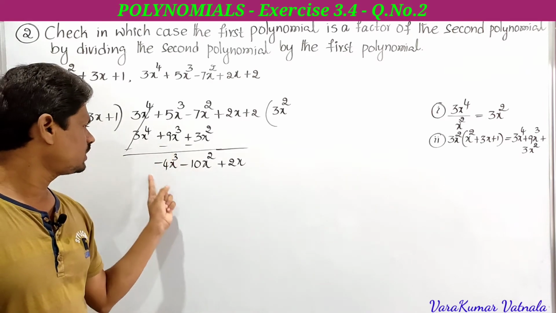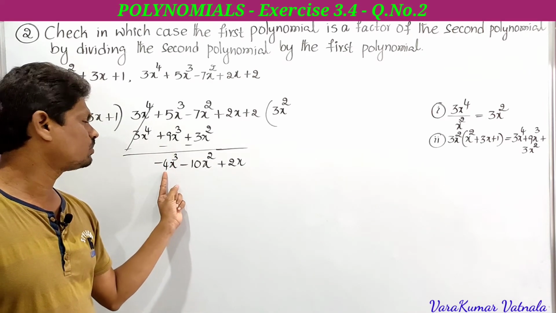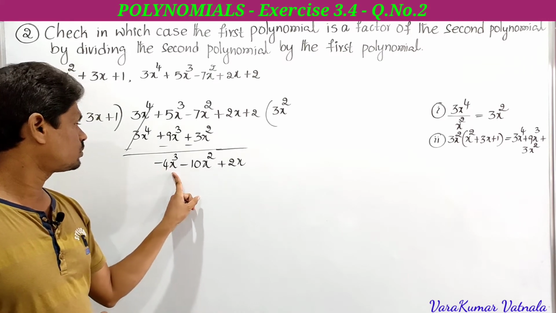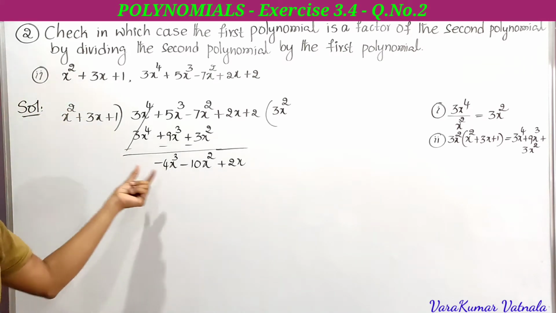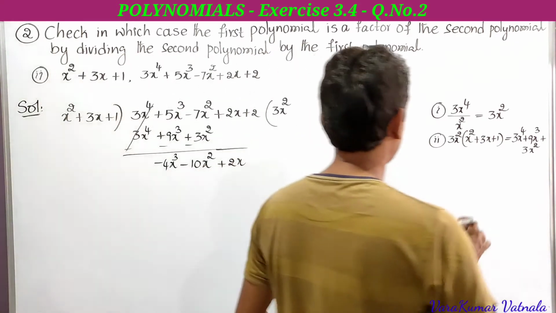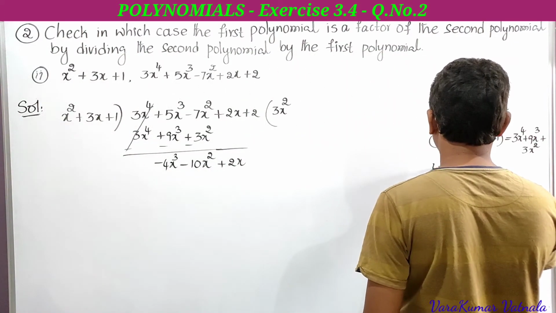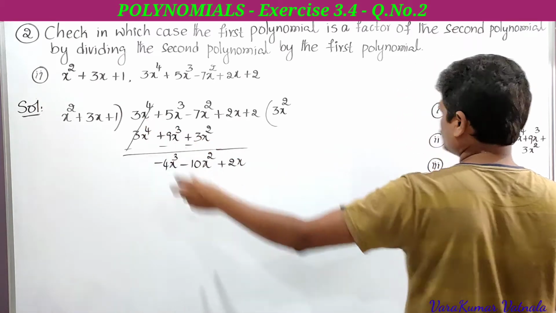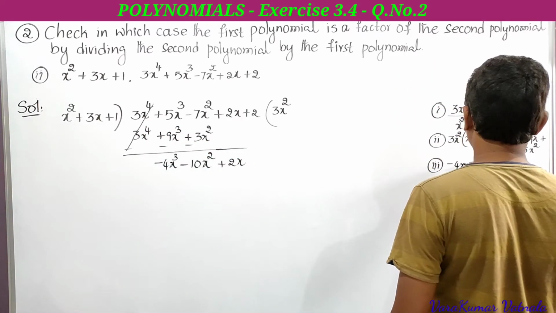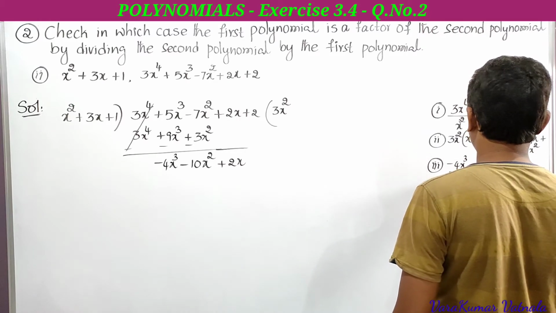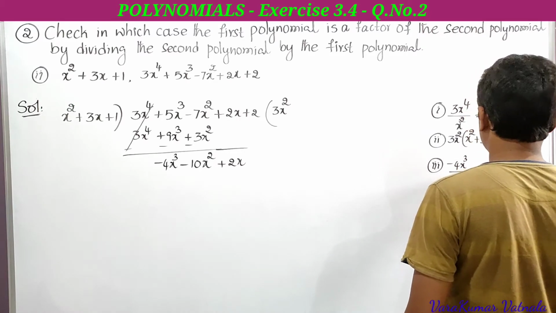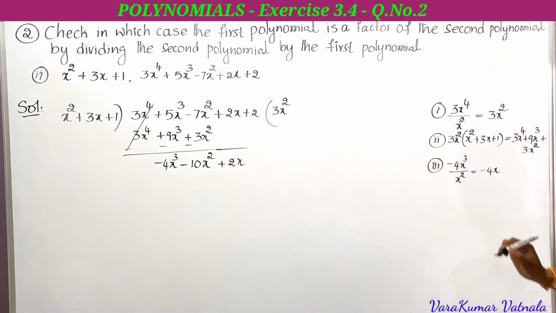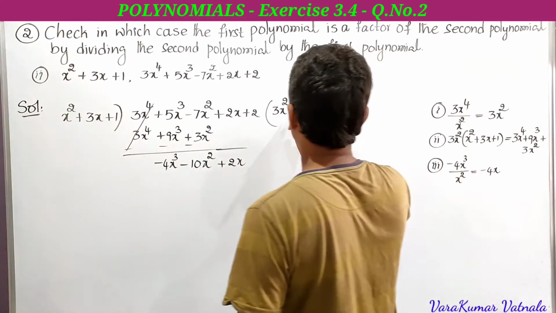Again this becomes a dividend now. Again the highest degree term is minus 4x cube. Again you have to follow the same steps. So divide minus 4x cube by x square. Minus 4x cube divided by x square is equal to minus 4x. Write this in the quotient area.